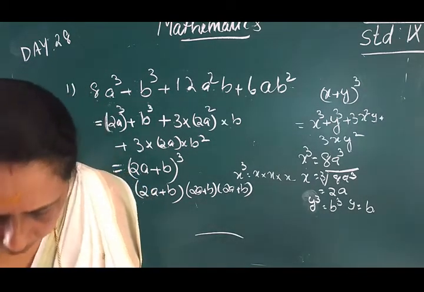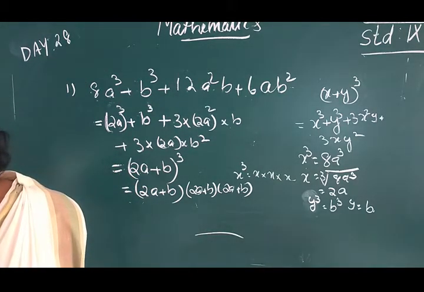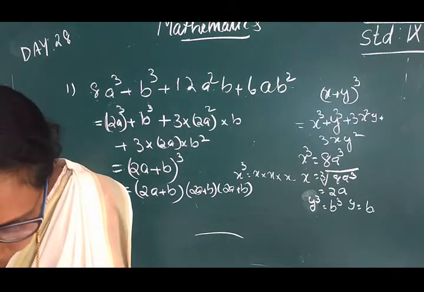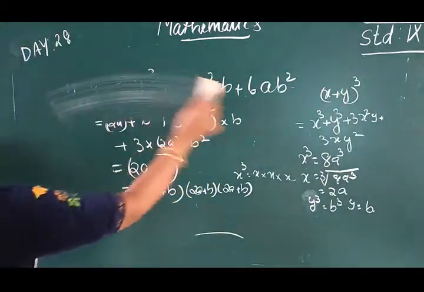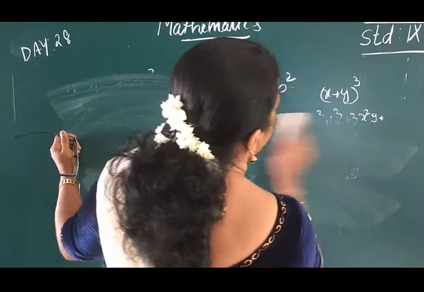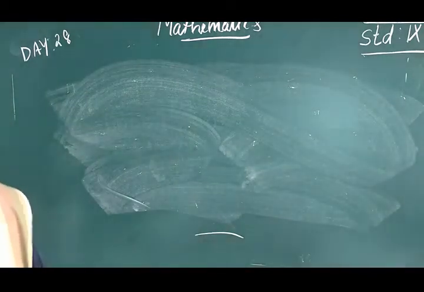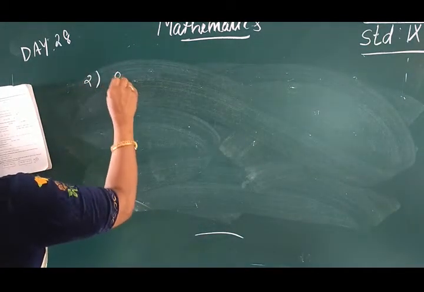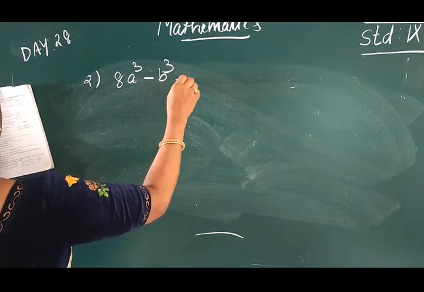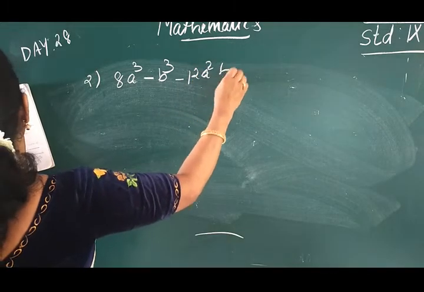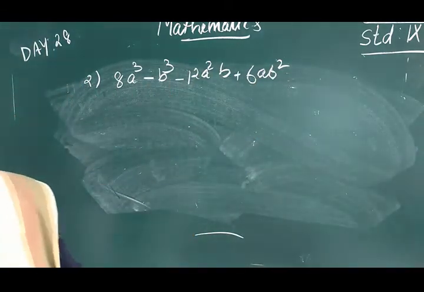There are 1, 2, 3, 4, 5 problems. This is the first one. And the second problem: 8a cube minus b cube minus 12a square b plus 6ab square. The same terms are there but with different signs. Here two terms are negative.